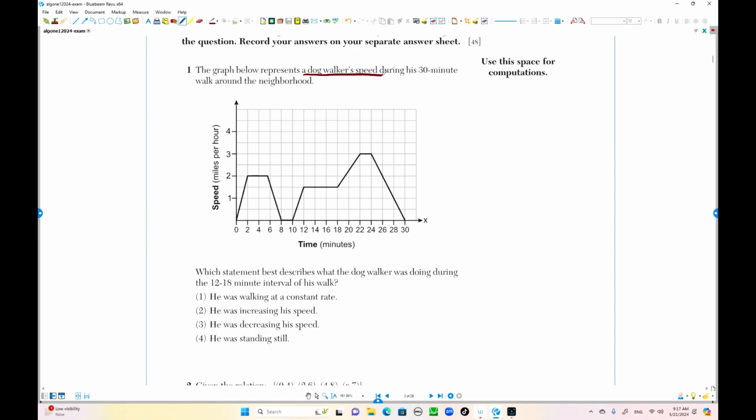Take a look. We have a dog walker's speed and time given up here. X-axis is time in minutes, speed is miles per hour. Remember these two. Here, which statement best describes what the dog walker was doing during 12 to 18 minutes? What is this one? Speed doesn't change, constant speed. So he's walking at a constant rate, with the same speed.